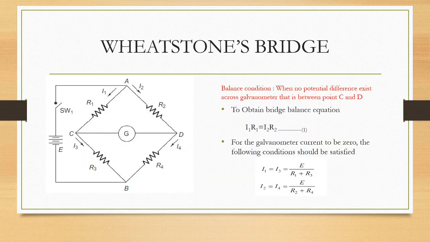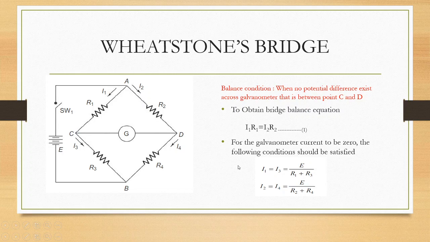Now let us see the derivation of Wheatstone bridge. Wheatstone bridge is basically used for the measurement of resistance, and this measurement is done at a balanced condition. A bridge is said to be balanced when the potential across C and D is the same, or I can say that there exists no potential difference across your galvanometer. So when this condition occurs, I1 into R1 will become equal to I2 into R2.